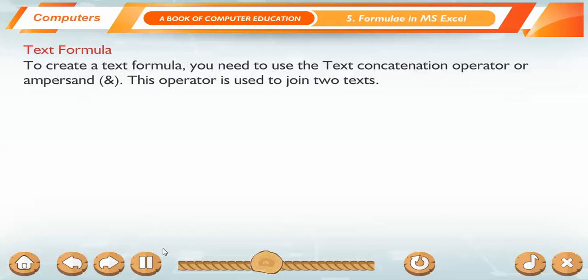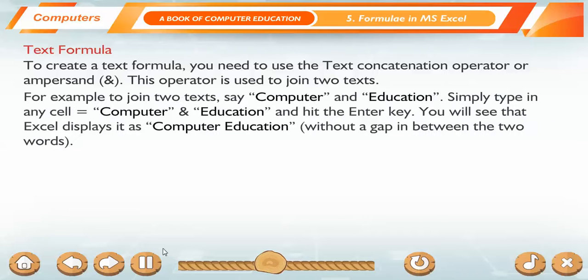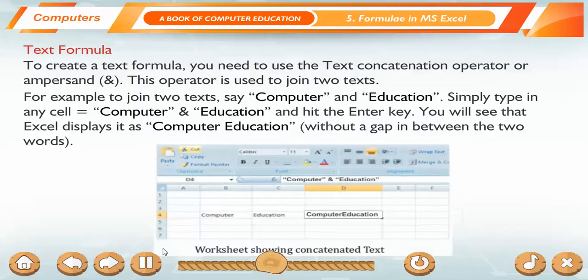Text formula. To create a text formula, you need to use the text concatenation operator, or ampersand. This operator is used to join two texts. For example, to join two texts, say computer and education, simply type in any cell ="computer"&"education" and hit the Enter key. You will see that Excel displays it as computereducation, without a gap in between the words.